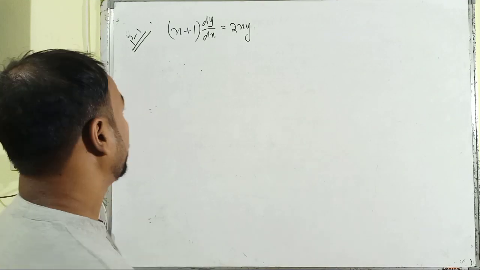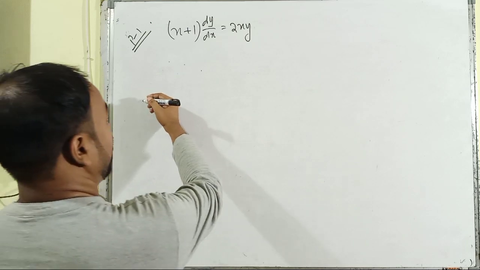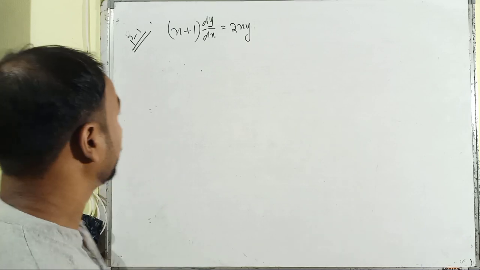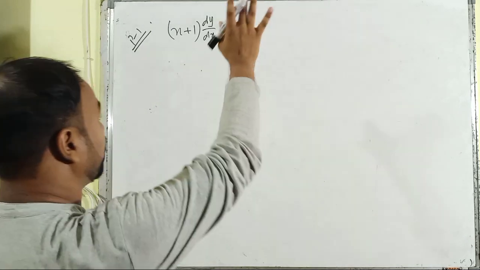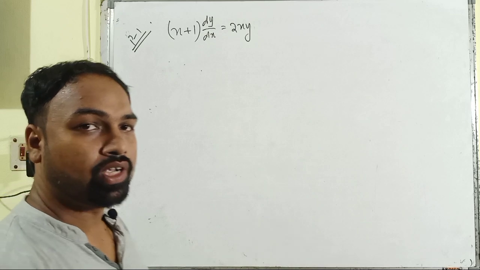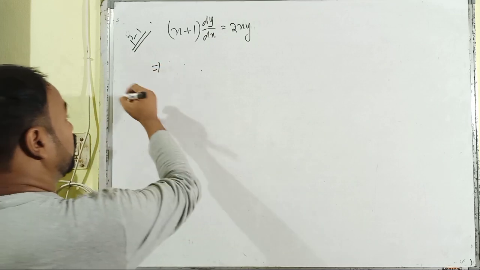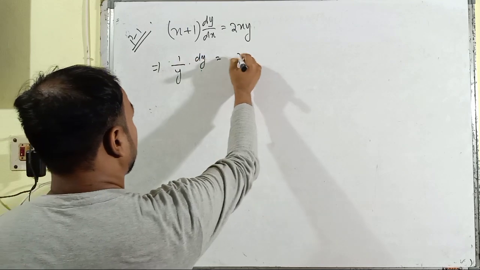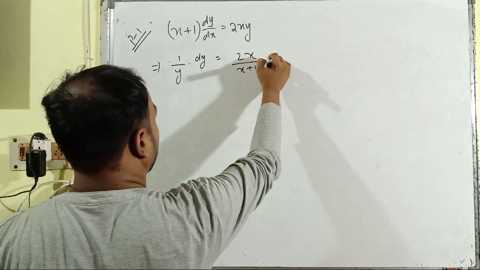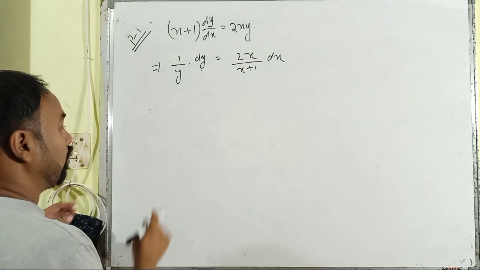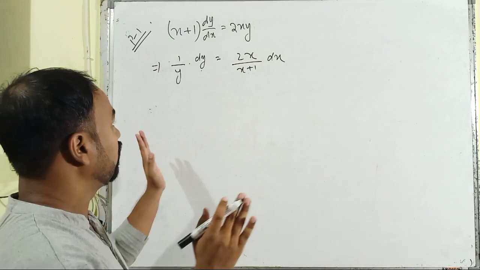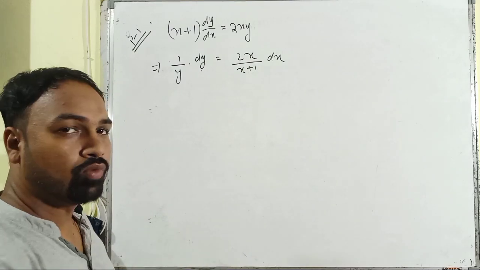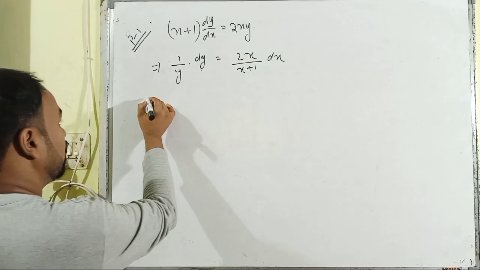So here is the first problem of first order first degree differential equation, and we have to solve it by using the variable separable method. First of all, we have to separate the variables to the corresponding sides of dy and dx. So it will be in the form of 1 upon y dy is equal to 2x divided by x plus 1 dx. Now the variables are separated on the two sides of the equation, and then we have to integrate both sides.